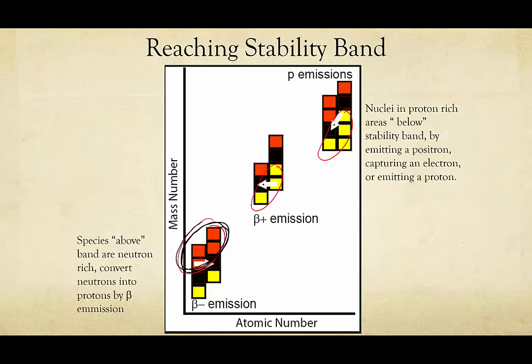For atoms that are below the stability band, such as we have here and here, there are several ways in which they can undergo decay to reach a stable nucleus. I've shown two here. In one case, emitting a positron, which will effectively change a proton into a neutron, decreasing the ratio of protons to neutrons. And then also just emission of a proton, which of course will also lower the ratio of protons to neutrons.